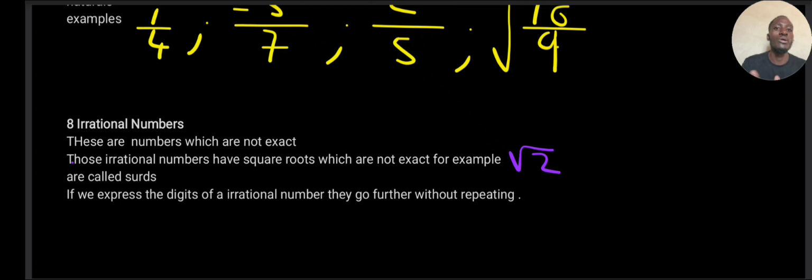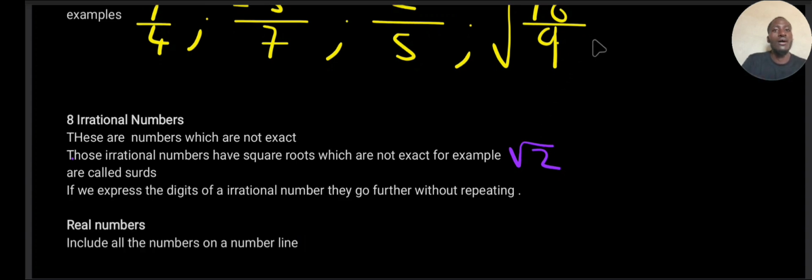They keep on going without repeating. When I say repeating, I mean something like, if you punch on a calculator and you get 4.21212121, or if you express 1/3 on a calculator, it would be 0.333333. That is what I mean when I say repeating. So these irrational numbers don't repeat, and that is why they are called irrational numbers, right?